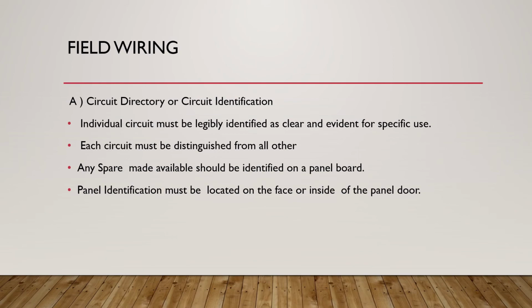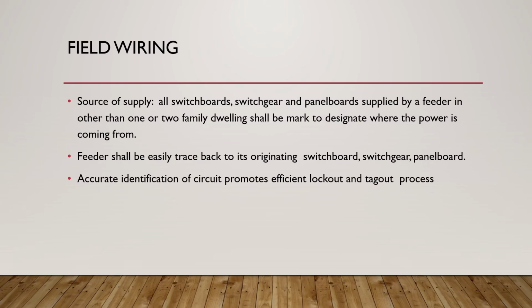The panel identification must be located on the face or inside of the panel board, right? So a list of identification determining each breaker must be labeled on a panel board and must be located on the inside or the face of the panel board. And in some cases where a switchgear is concerned, or from a switchboard, we have different switchgears. We must have proper labeling, right? For those switches or switchgears that are heading out to the field, right? So the field wiring also is a part of the identification for the source of supply.